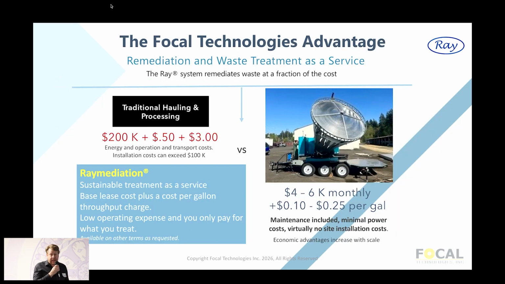So as exciting as the technology is, as impressive as all the things we can do, it doesn't matter if you can't sell it. And so we're actually more excited about our model in some ways.